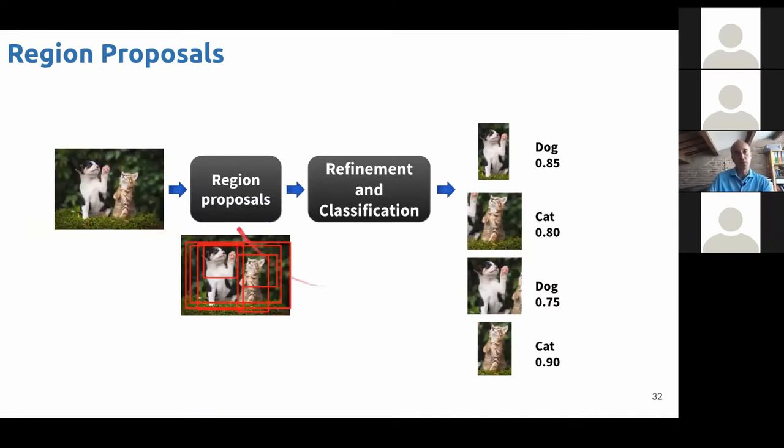So in general, we have the image, and in the first stage we generate the region proposals. Later, there's a second stage in which we refine and classify. Refine means that the coordinates of the bounding boxes we produce will be adjusted, modified a little bit. And classify means that we assign a class to each of the bounding boxes. These are the two stages. At the end, what we will have is a set of bounding boxes with the label, and also with a confidence score, because these algorithms also provide a confidence score.